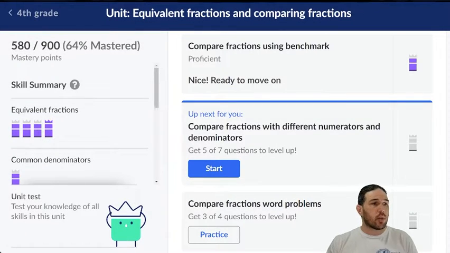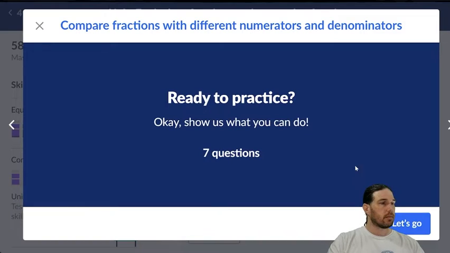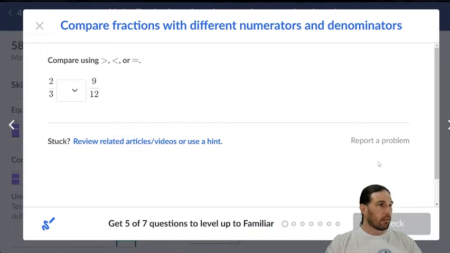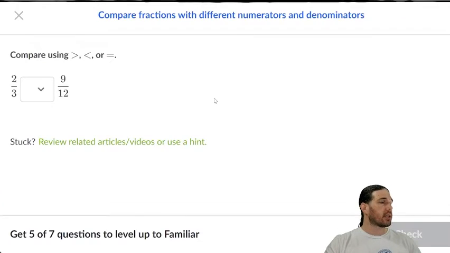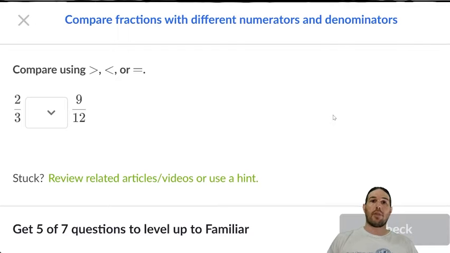Compare fractions with different numerators and denominators. Let's take a look. 7 questions. Hopefully that usually means they're pretty quick. We are just comparing whether these are greater than, which one's greater, which one's less, or are they equal.